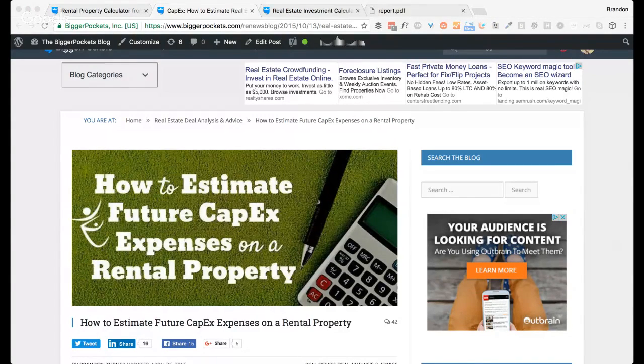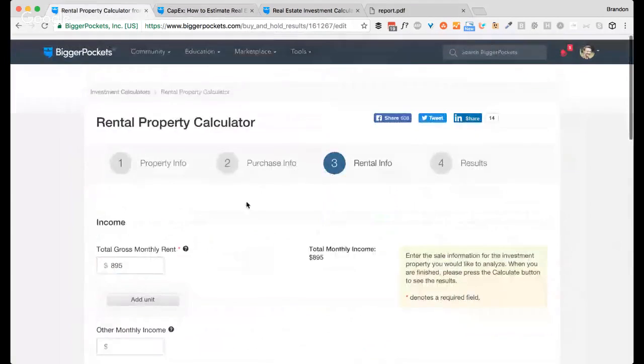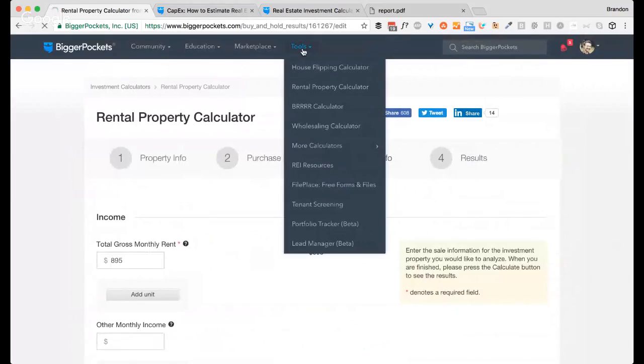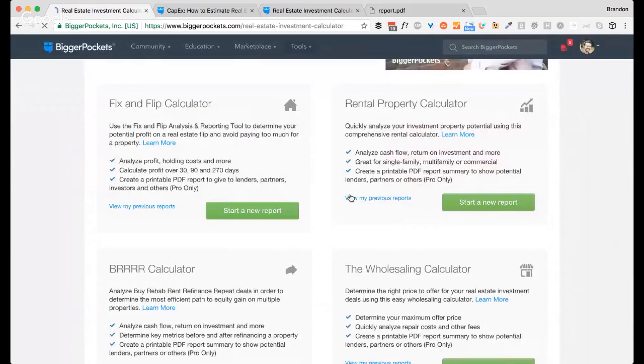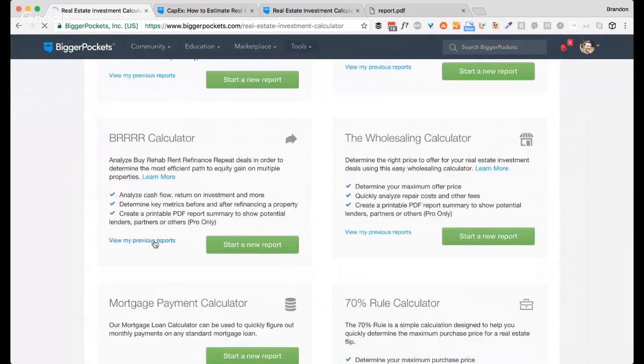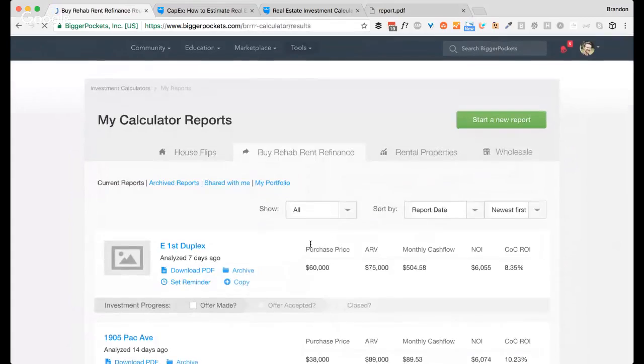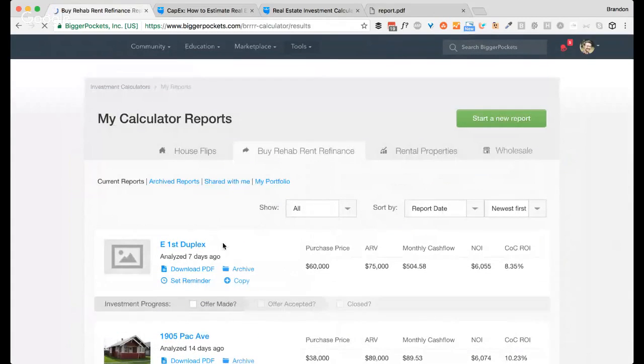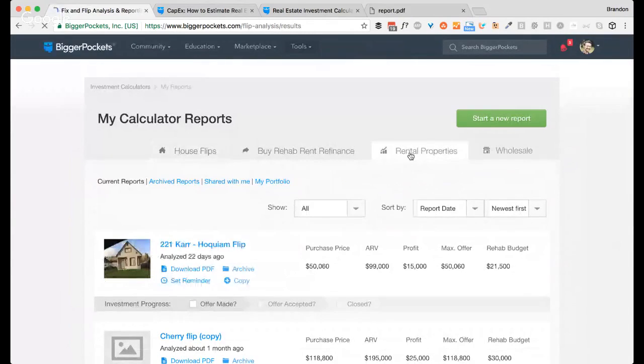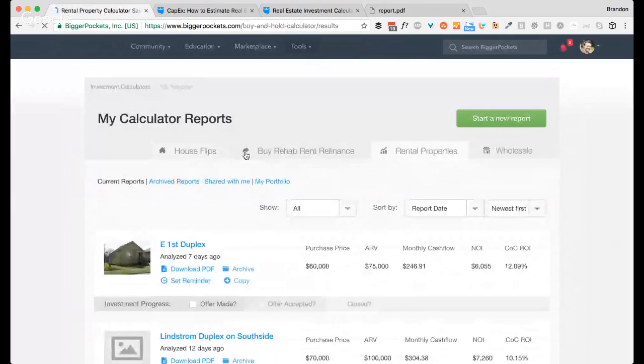Christian said, how do you track analyzed properties over time? So check this out. If you go back over here, go to calculators, go up to tools and click on the word tools. Then in here, go down to view my previous reports. So if I click this, let's go to the BRRRR calculator, previous report, I'm going to have all my past analyses in here. This is BRRRR ones, house flip ones, rental property ones. I can see some of the analysis that we've done are in here. Then I can scroll down and track them all.